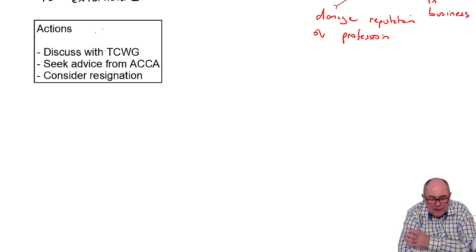My actions: The accountant will need to talk within the business. Do you remember this phrase? With senior management, especially non-executive directors, those charged with governance. That's my TCWG. Those charged with governance. She might need to seek advice from the ACCA. Might consider resignation. There's the first part of that scenario.